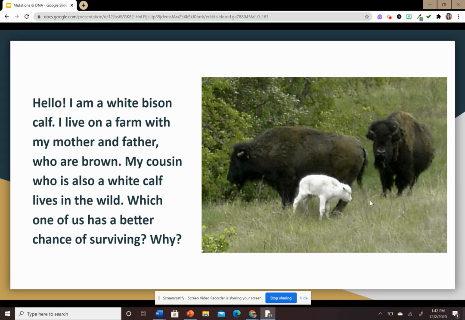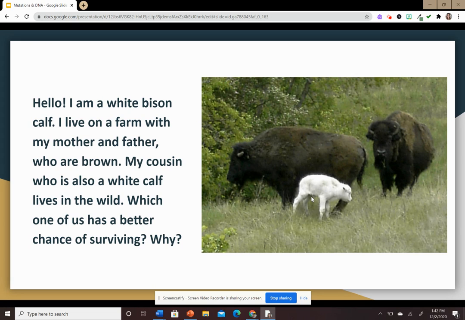So it's completely white, but it also has a cousin who is also a white calf, and his cousin lives in the wild. So this one lives on a farm. Oh, whoops, sorry. This one lives on a farm. The other one lives in the wild. Which one has a better chance of surviving? Well, obviously, the one that's in captivity, the one that's on the farm, is going to have a better chance of surviving. So the one out in the wild is going to have a harmful mutation.